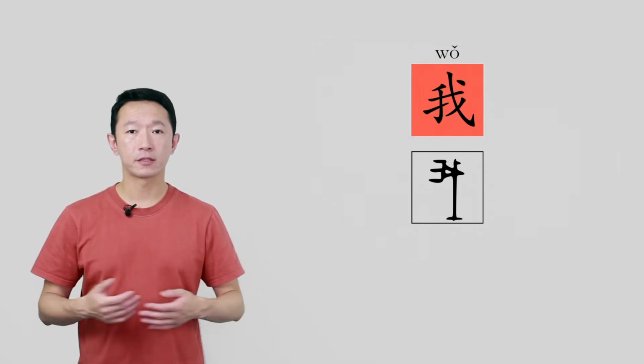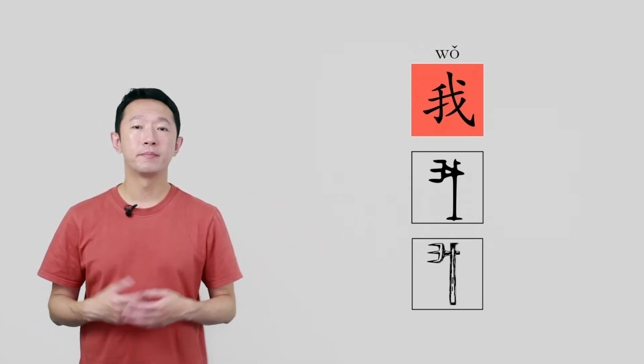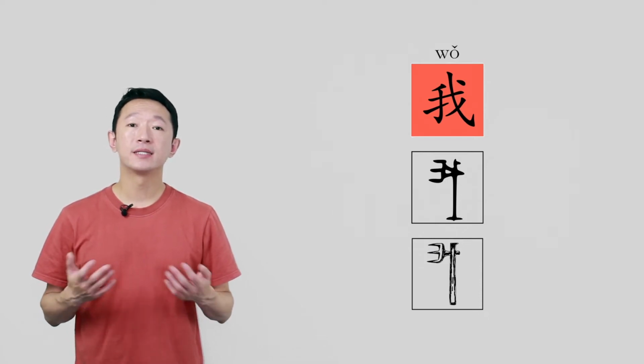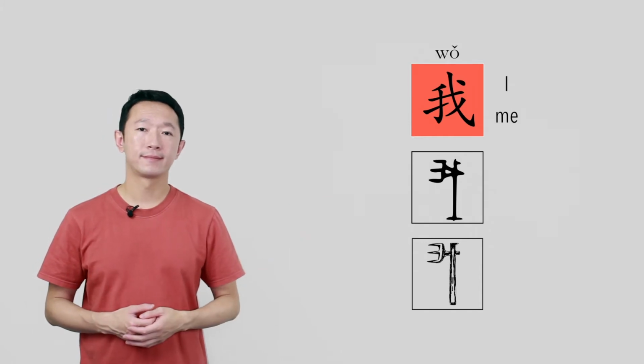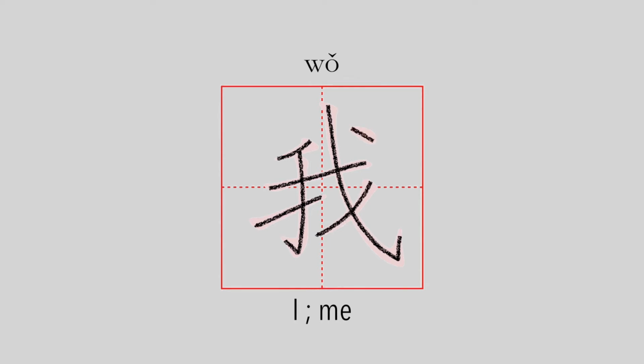This character is 我, and this is the ancient form of this character. It was made to represent a weapon, but the meaning of the character 我 had changed. Now it means I or me. Let's see how to write 我. 撇, 横, 竖钩, 提, 斜钩, 撇, 点.